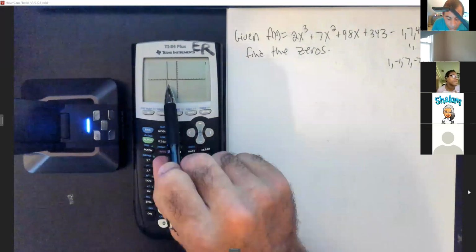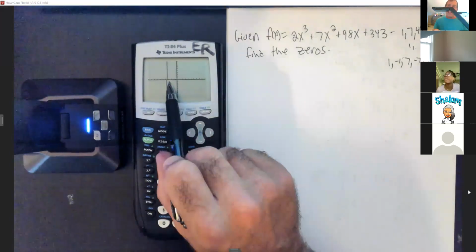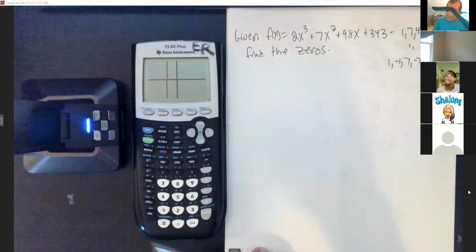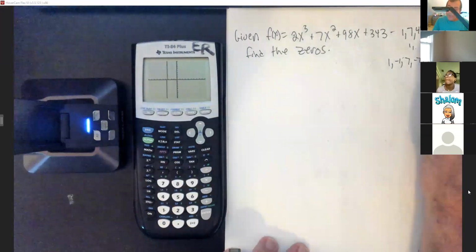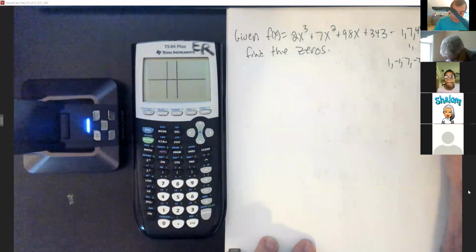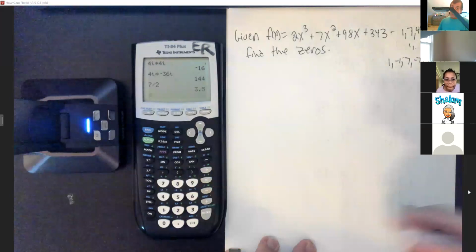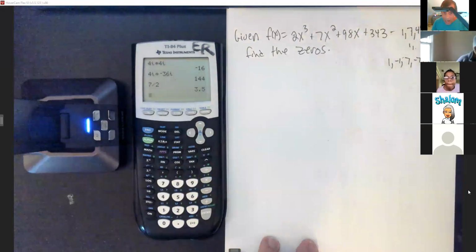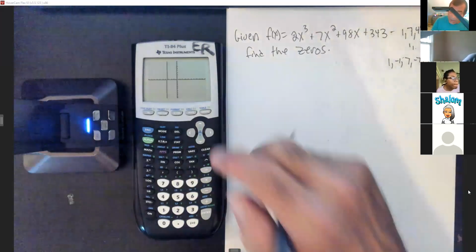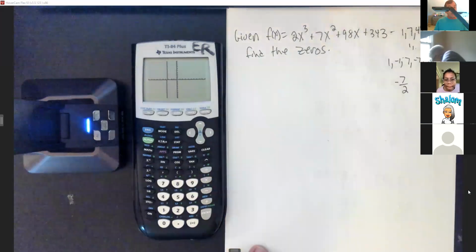Let's see, that looks like a 1, 2, 3. That looks like about 3.5. So that means one of these numbers equals around 3.5 on the negative side. So 1 divided by 2 gives you a 0.5. What about 7 divided by 2? Oh, 7 divided by 2 is a 3.5. And my graph was on the left side. So my first zero I'm going to try is going to be that -7/2.